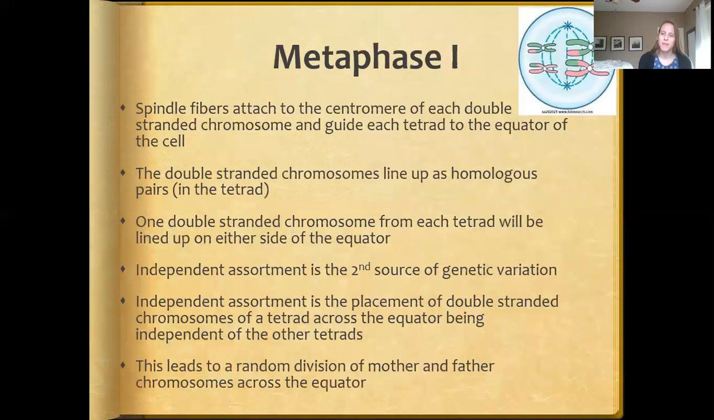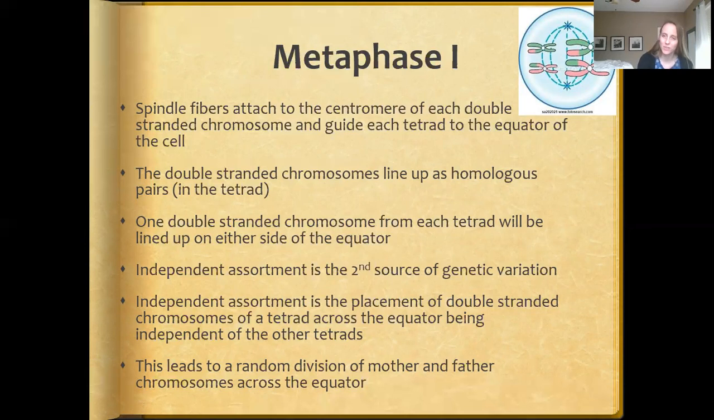Then we go into metaphase 1, which is when the spindle fibers attach to the centromere, which is holding the double-stranded chromosome together, and it pulls each tetrad to the equator. So just like in metaphase of mitosis, you have a lining up of the chromosomes across the middle of the cell. But the difference with metaphase 1 is that instead of lining up single file like they do in normal metaphase, they're still lining up in their homologous pairs. So they're lining up 2 by 2 across the equator.